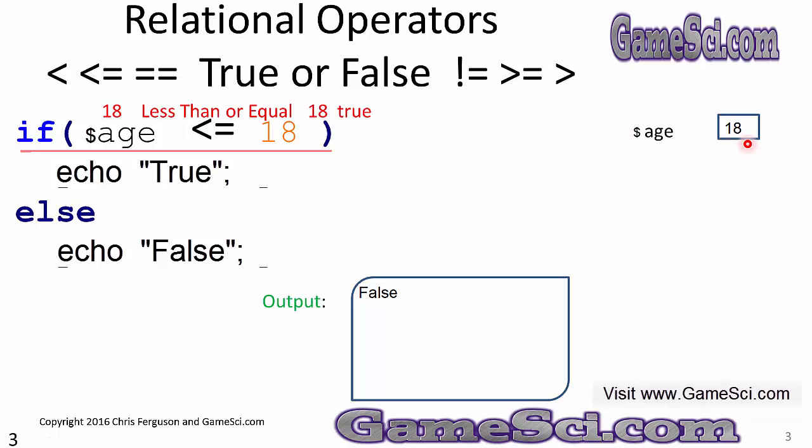Once again, let's put an 18 in the age variable, and we'll look at 18 less than or equal to 18. 18 less than or equal to 18 is very much a true statement. Since they are equivalent, the equal portion will make that relational operator true. All relational operators return true or false, and in this situation, this operator is going to return true.